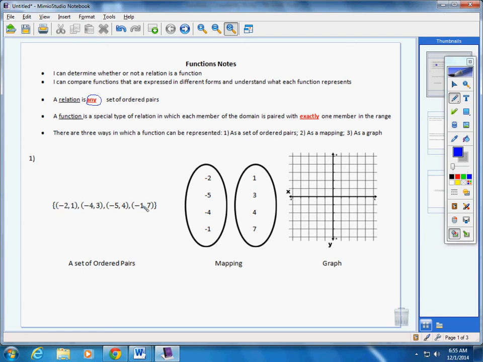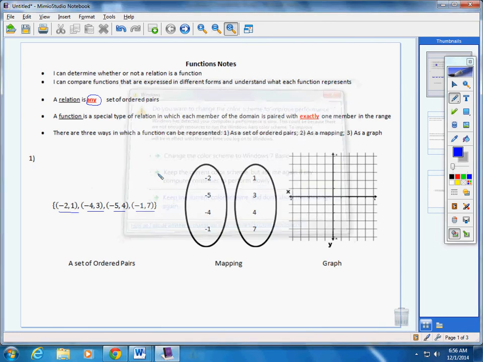If you took all four of these ordered pairs, you would say, hey, this is a relation, because it's a set, it's a grouping of ordered pairs. And in this case, there are 4 ordered pairs. There could be 1,000 ordered pairs. As long as you have a set of ordered pairs, we would say that that whole set is called a relation.